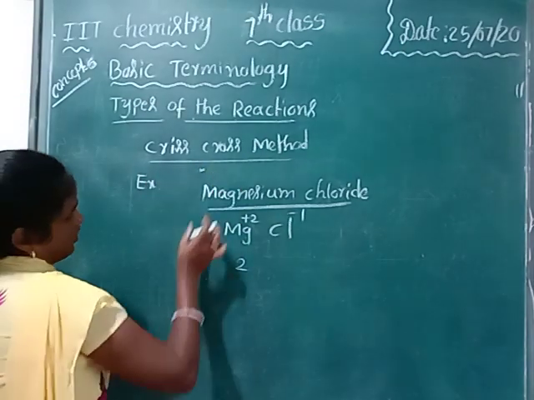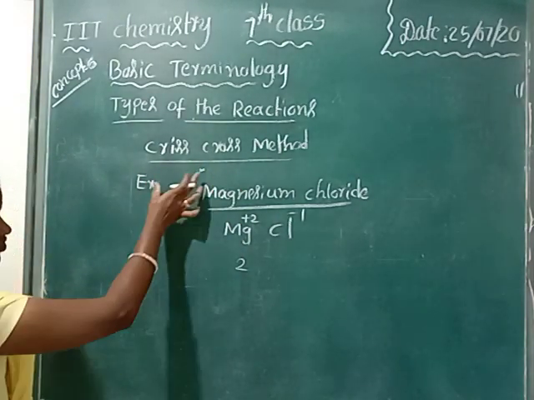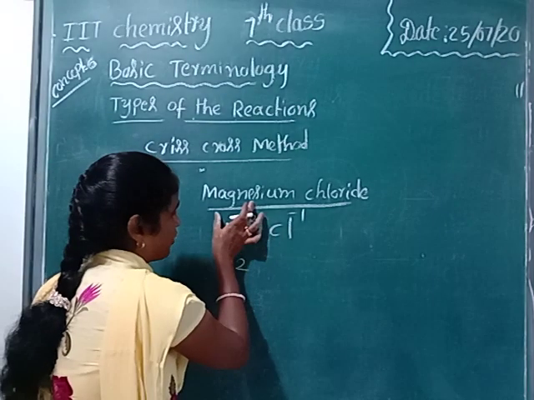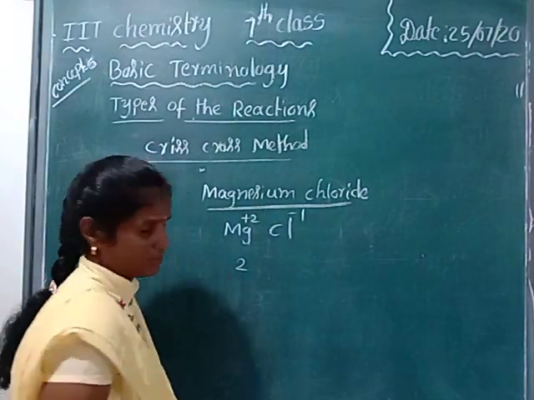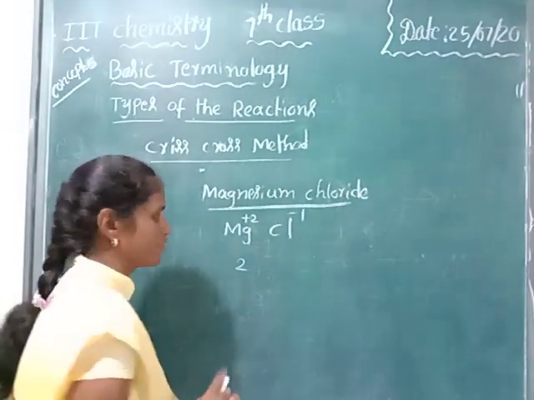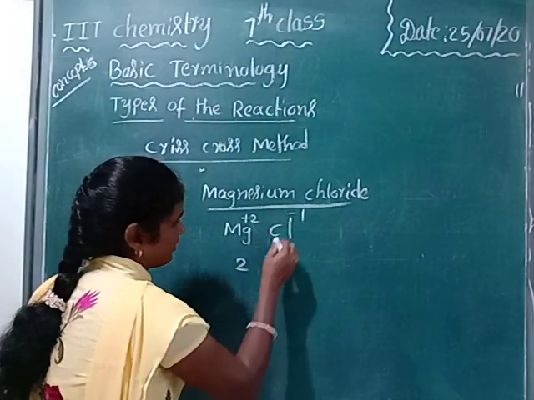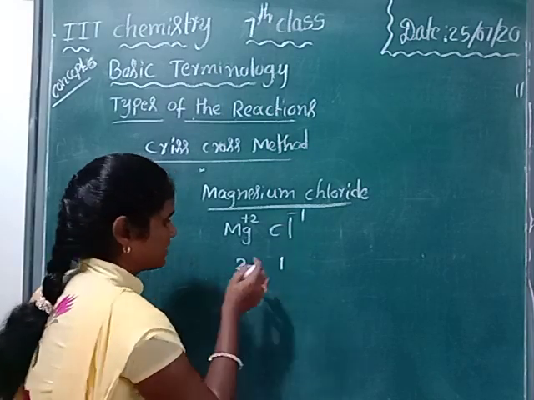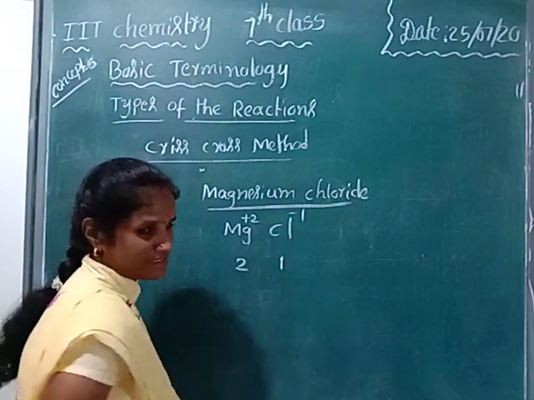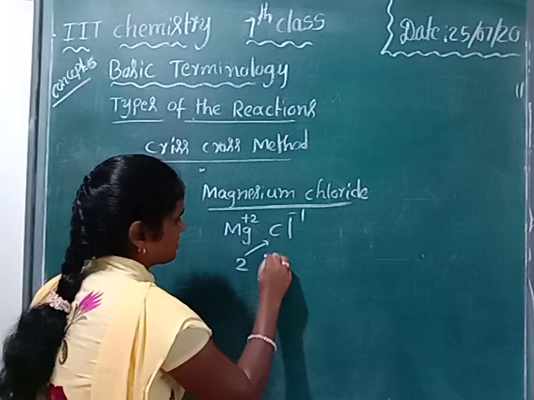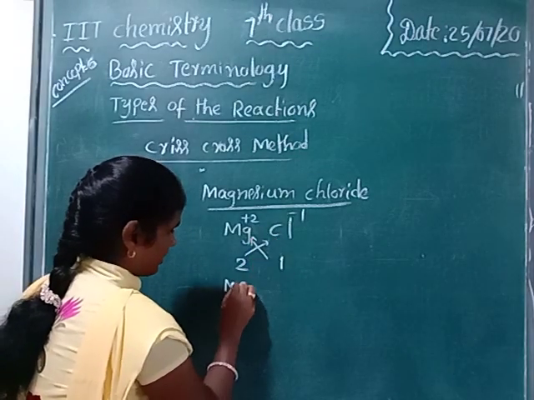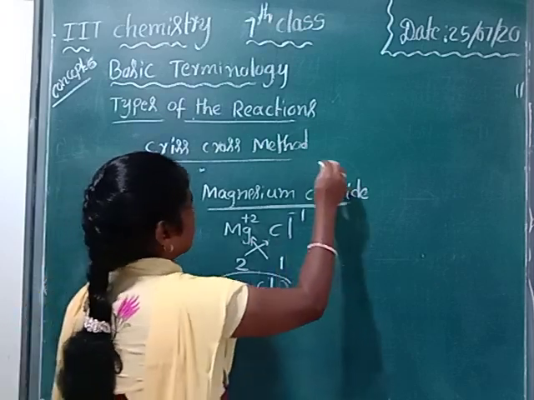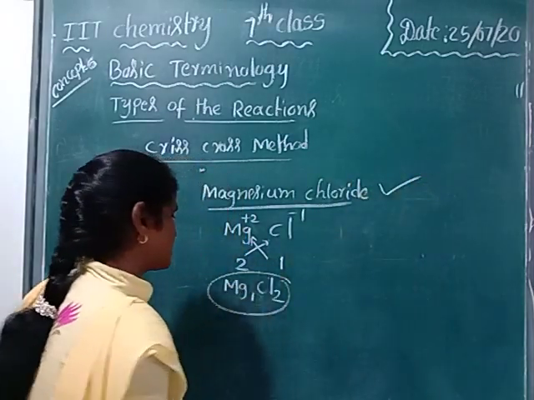Next, the criss-cross method. The criss-cross method follows four steps. What is the first step? First, identify the symbols of the ions. What is the second step? Write the valencies. Magnesium valency 2, chlorine valency 1. After that, apply the criss-cross method like this. So here Mg1Cl2. The formula of magnesium chloride is MgCl2.